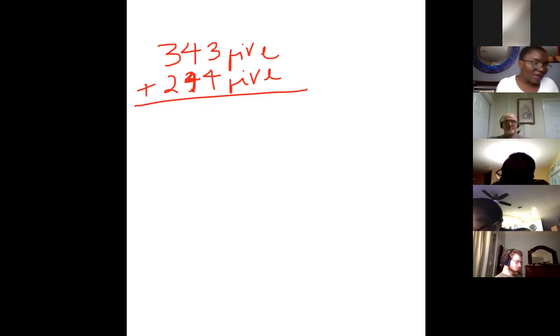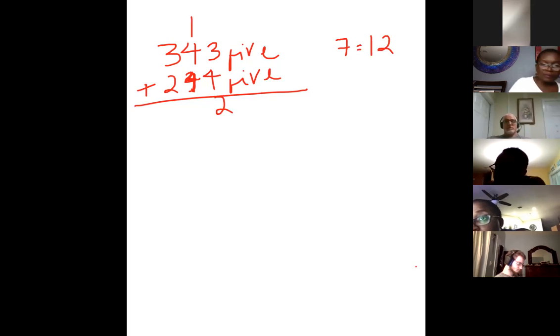So on this one right here, guys, we add 3 plus 4. That's 7. We can't use that 7 because it's greater than the base. 5 goes into 7 once, with 2 left over. All right, so we're gonna drop the 2, carry the 1. Now we add 1 plus 4 plus 4, that's 9. We can't use the 9, so we convert it. 5 goes into 9 once, with 4 left over. So you drop the 4, carry the 1.